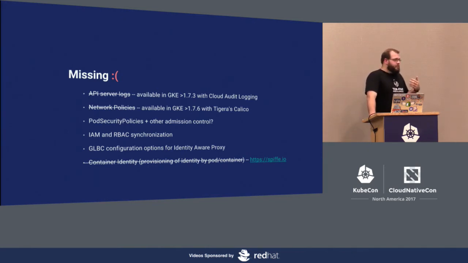For the longest time, we didn't have access to the API server logs because Google hosts the master for us, right? So how do you get these logs? Kubectl proxy, curl the kube API server log endpoint, pipe it out to a file and do some other things. That wasn't available to us. But as of GKE 1.7.3, it's actually in Cloud Audit Logging now, which is phenomenal. Network policies are finally here with Calico, which is great, as of GKE 1.7.6. Our egress network policies work as of 1.8.4, which is really good for us.